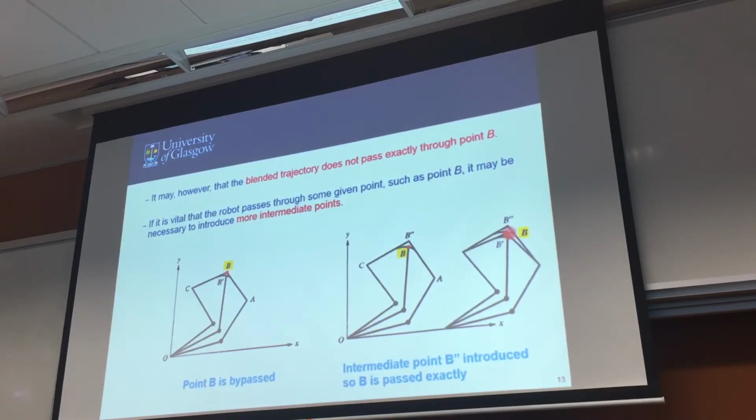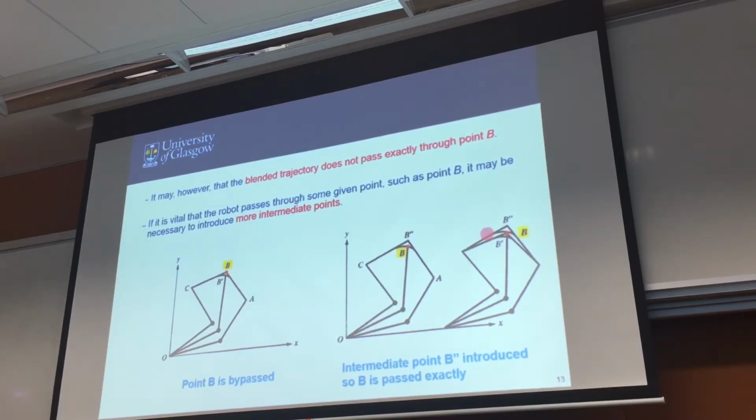Alright, so point B is here, B prime is below it, and B double prime is above it. So if you must pass through point B, then you design that B double prime there, so that you will move through in a seamless manner at a constant velocity, and then you wouldn't experience too much of a jerk.